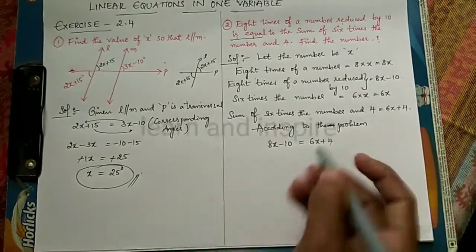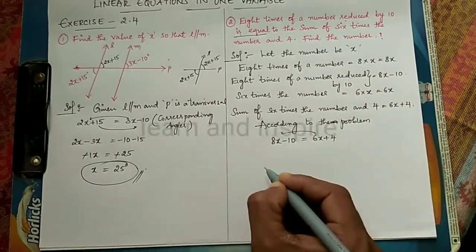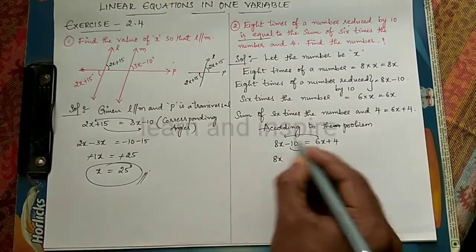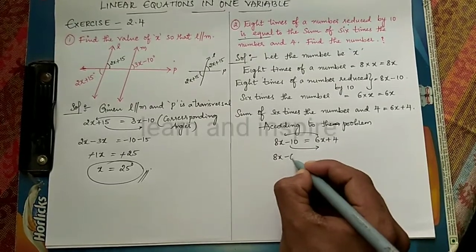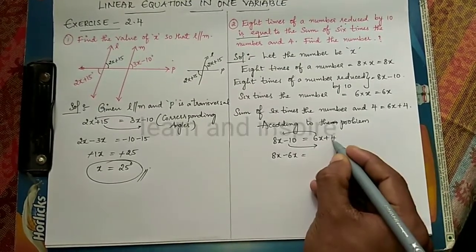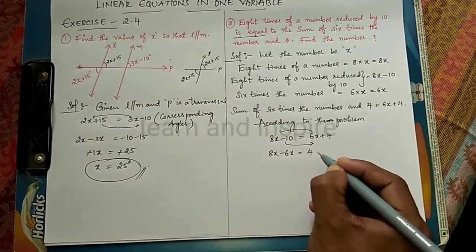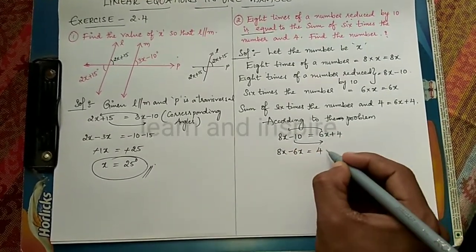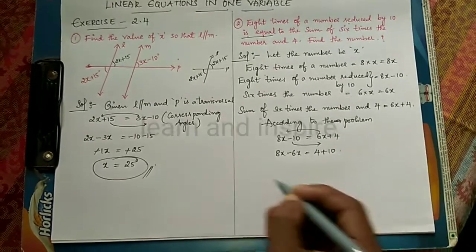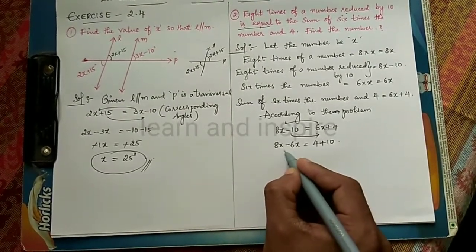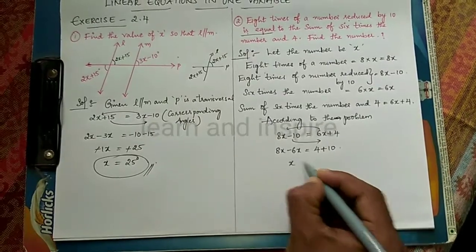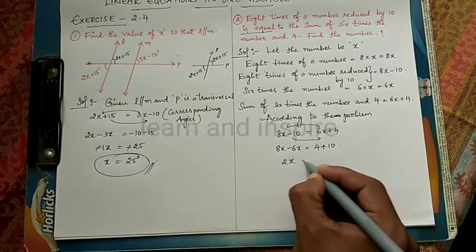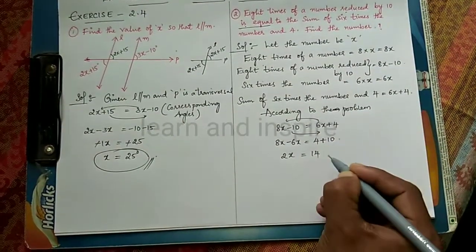Okay, now transposing the variables to the left side and the constants to the right side. So write 8x as it is, and transposing plus 6x, it becomes minus 6x, which is equal to 4 as it is, and transposing minus 10 to the RHS, it becomes plus 10. Here we are subtracting two variables, so the variable is the same, and 8 minus 6 is how much? 2x, which is equal to 4 plus 10, which is 14.